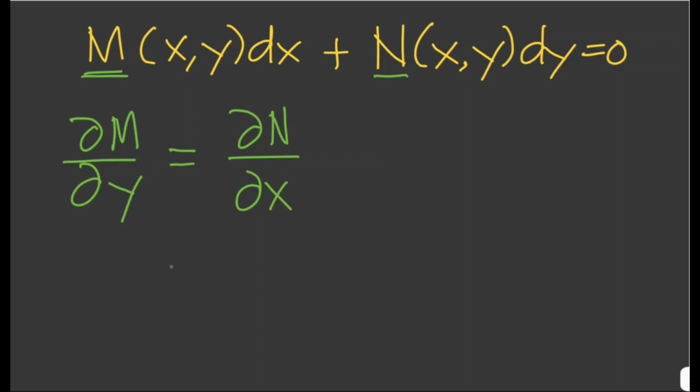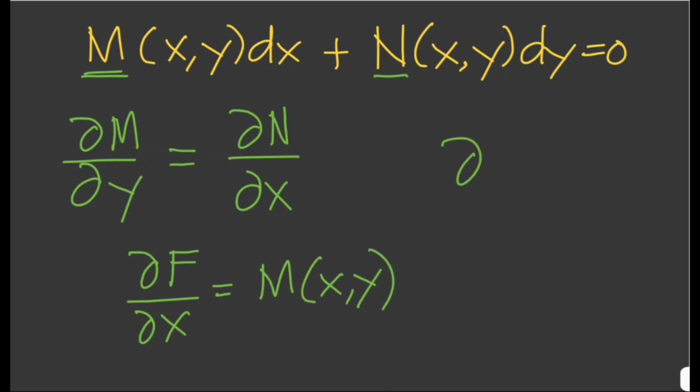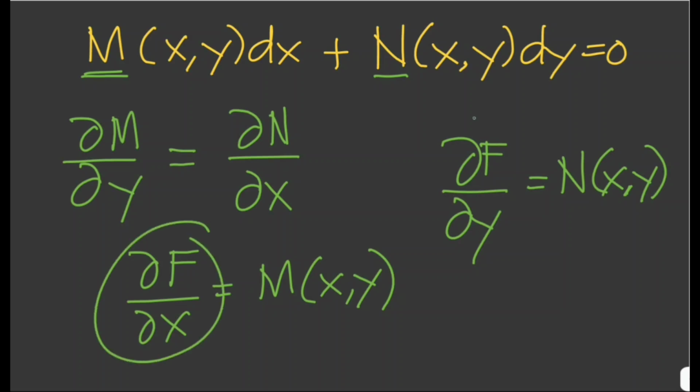And to solve for the solution, we use this formula: the partial derivative of f with respect to x equals the function M, then the partial derivative of f with respect to y equals the function N. And once we get the two f's, we equate them and solve for the final solution. Now let's solve some sample problems.